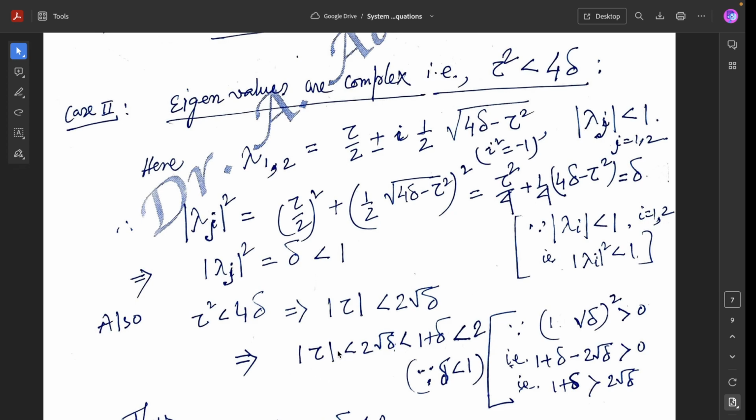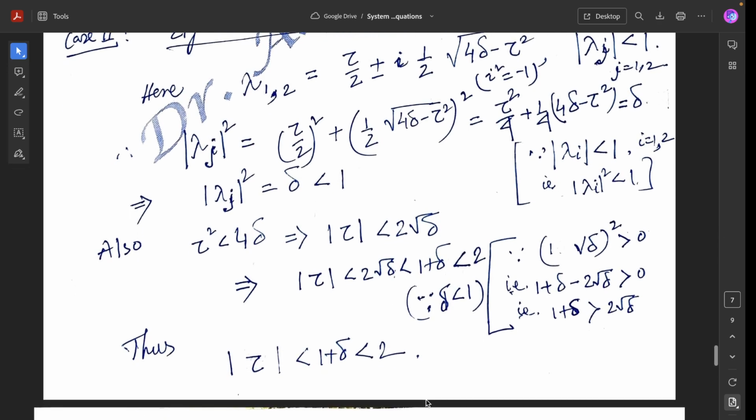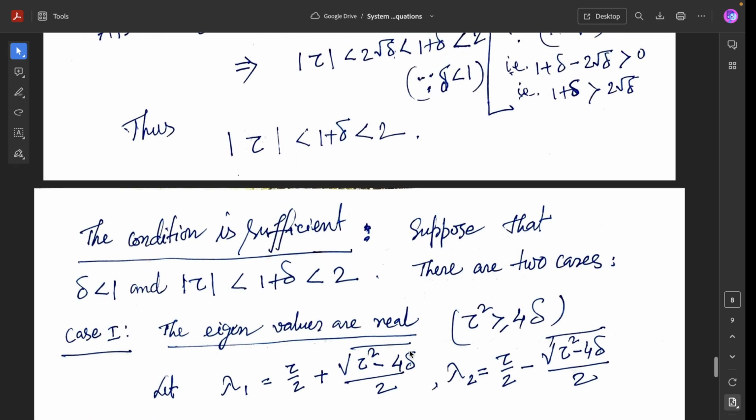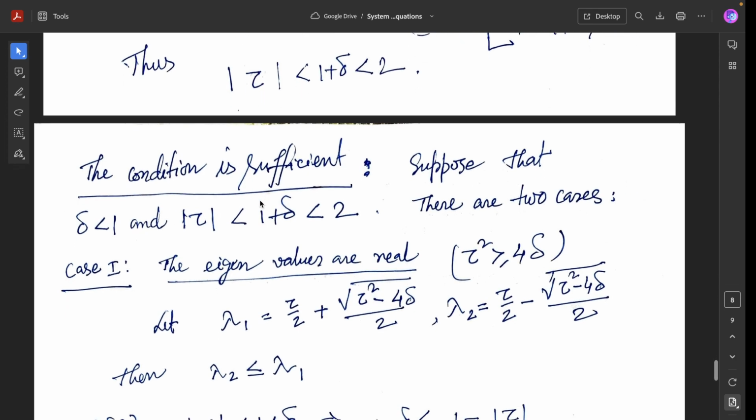So modulus of tau is less than 2 root delta, that is less than 1 plus delta, because 1 minus root delta whole square is greater than or equal to 0. So 1 plus delta minus 2 root delta is greater than 0. So 1 plus delta is greater than 2 root delta. So we get modulus of tau is less than 1 plus delta, less than 2. Next, to prove the condition is sufficient, suppose that delta is less than 1 and the modulus of tau is less than 1 plus delta, less than 2.